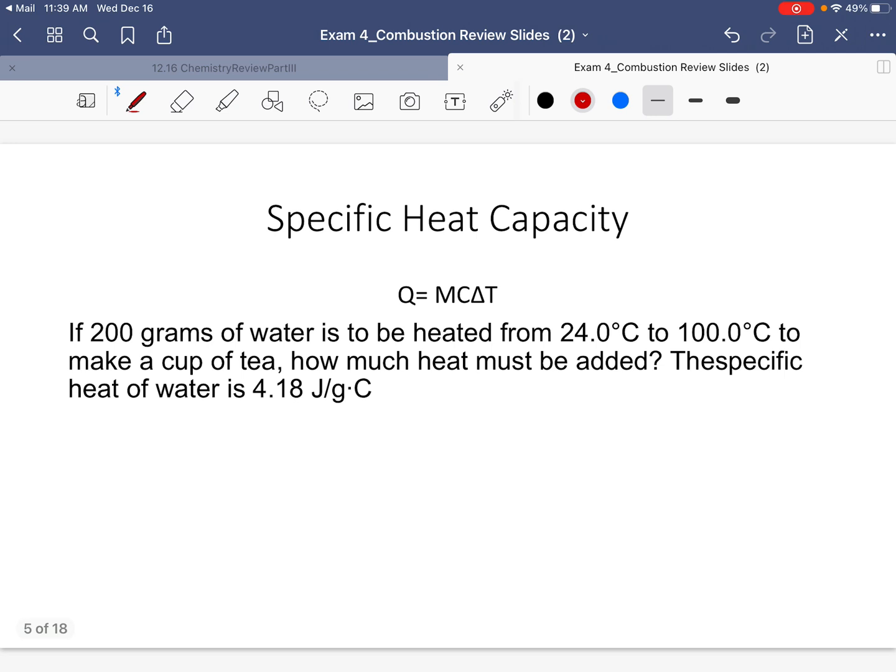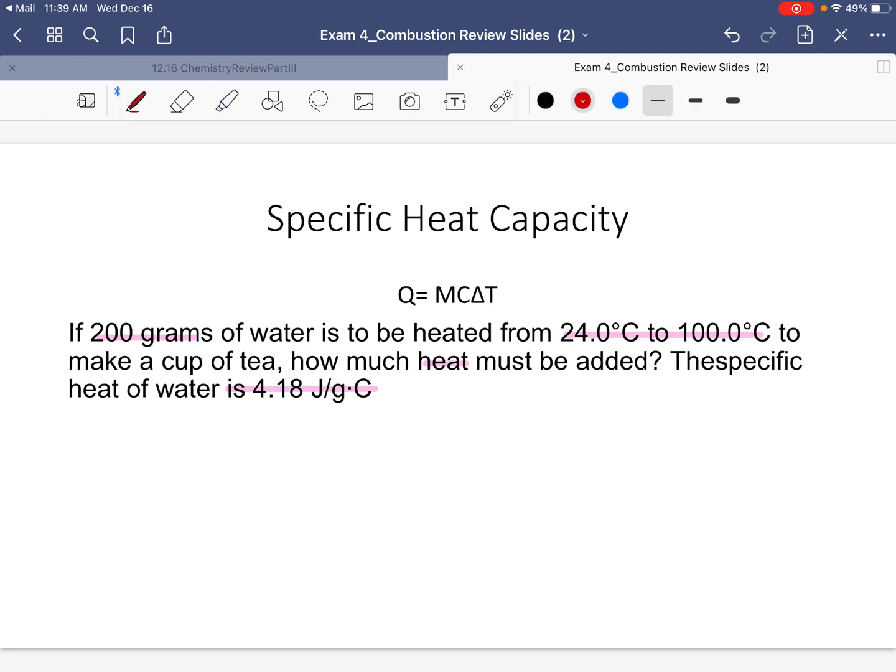For this next one, you can try it on your own. You can pause me and then we can go over the exemplar together. Okay, class, so let's go over this question. If 200 grams of water is heated from 24 degrees to 100 degrees, how much heat must be added? The specific heat of water is there.